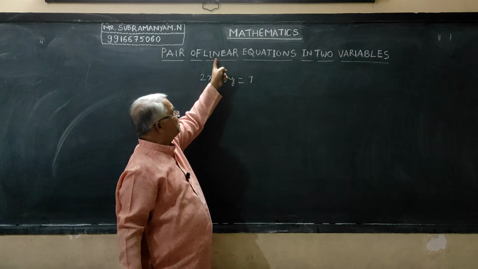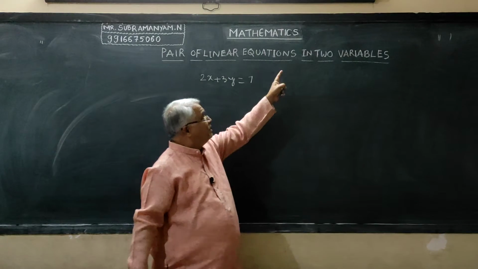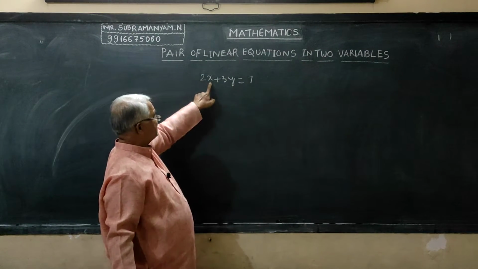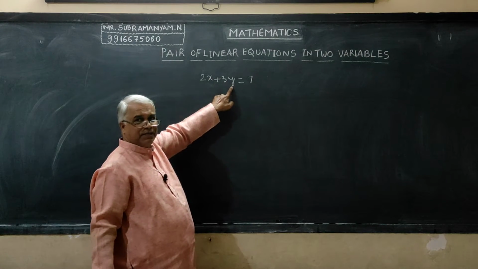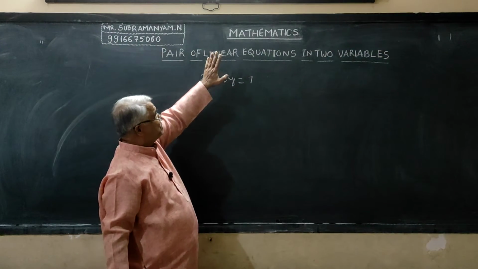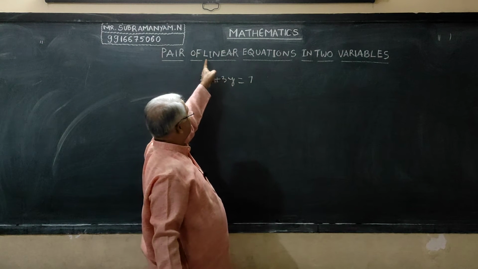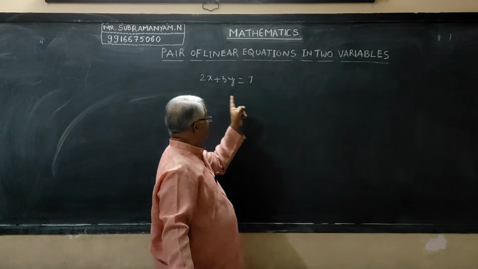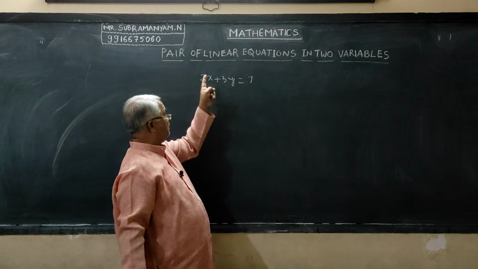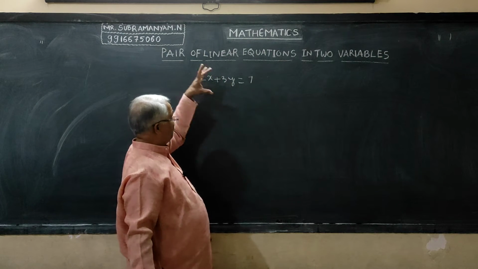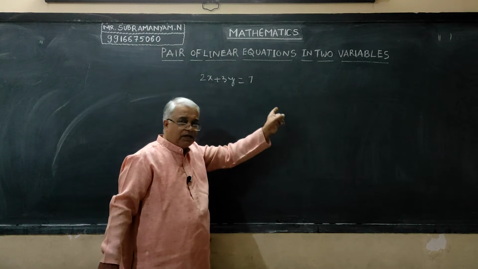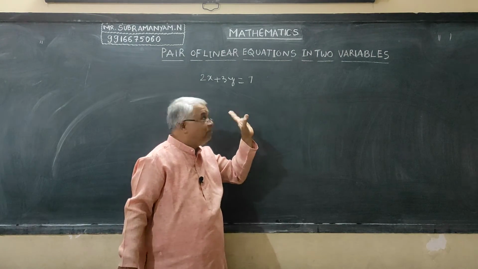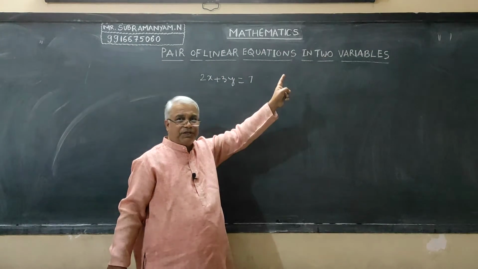So we understood the meaning of linear equation. In two variables, which are the variables? x is a variable, y is a variable. So in this chapter you will understand linear equations in two variables. This is a linear equation in two variables. When this is drawn on the graph sheet, we get a straight line. I hope you have understood the meaning of linear equation now.